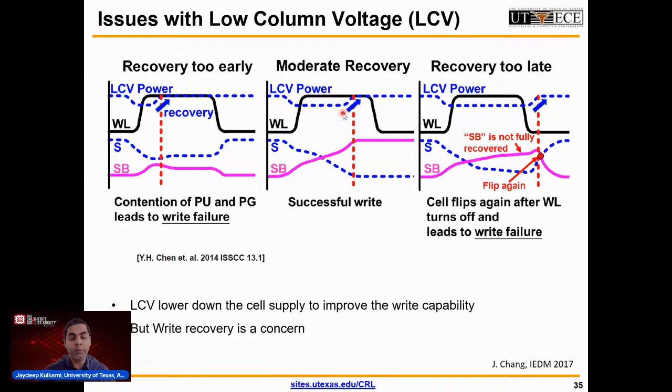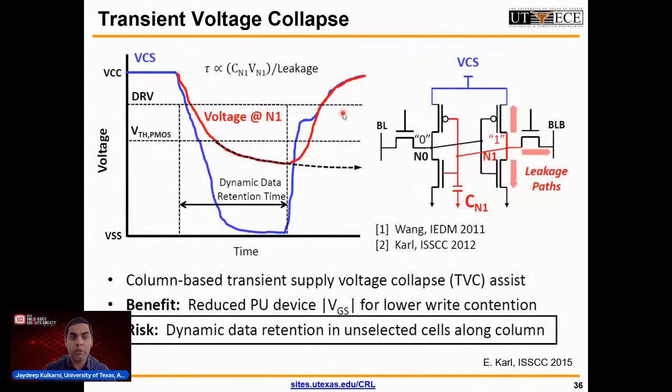So in order to avoid these issues, what many engineers come up with is called the transient voltage collapse. So instead of lowering this bit cell voltage in a static way, what if I lower it only in a transient way?